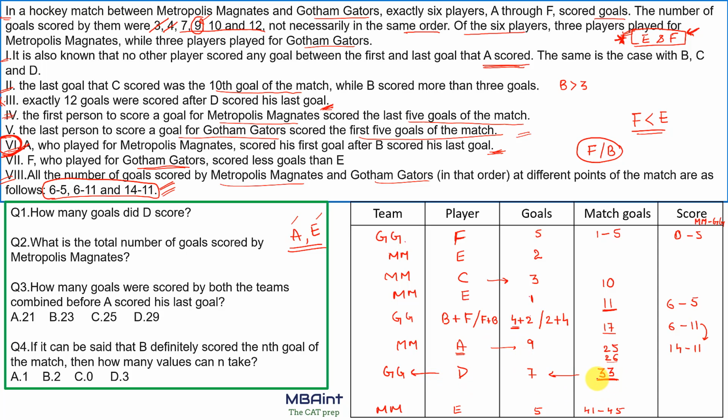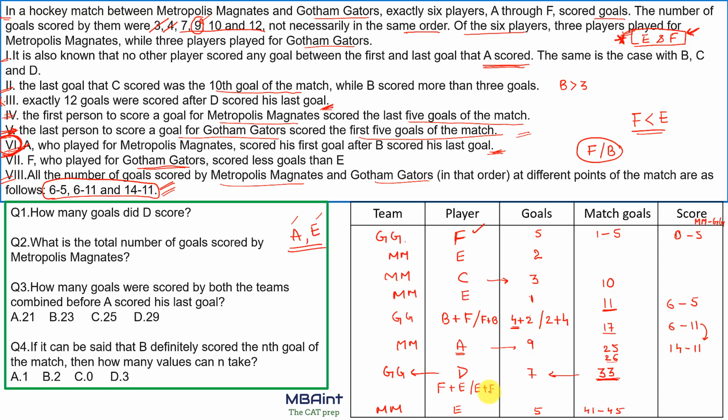Now from D, that is 33 to 40, there is a gap, and we know that F has to come over here, because the person from GG who scored the first goal will also score the last goal, as mentioned in point 5. So F and E would make the combination from 33 to 40. So we can write it like this: F plus E, or E plus F.